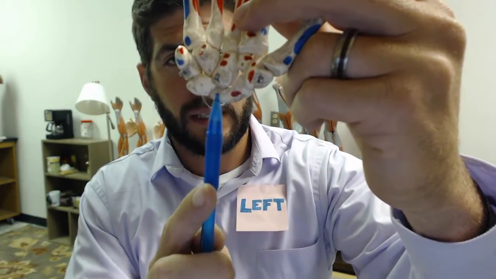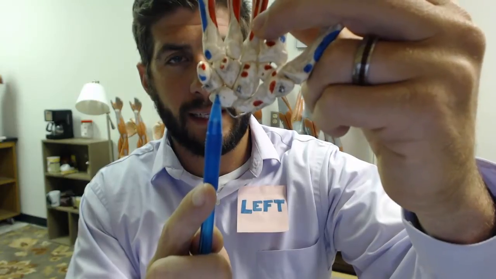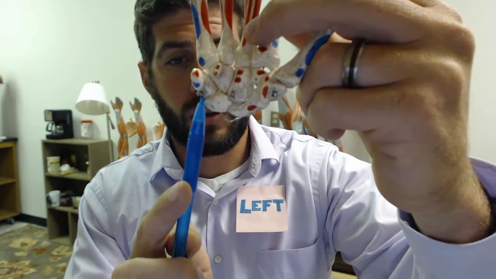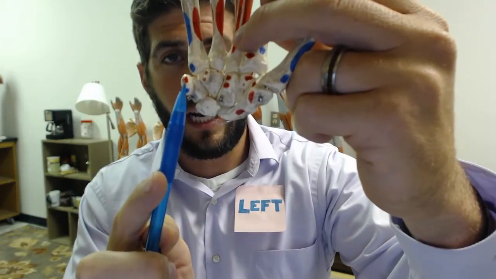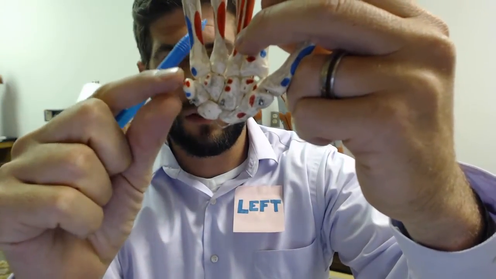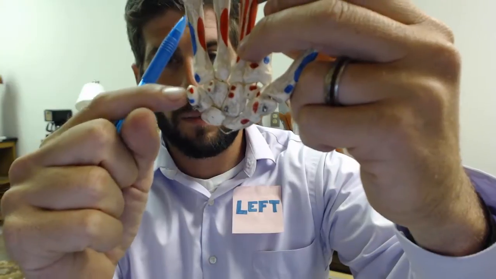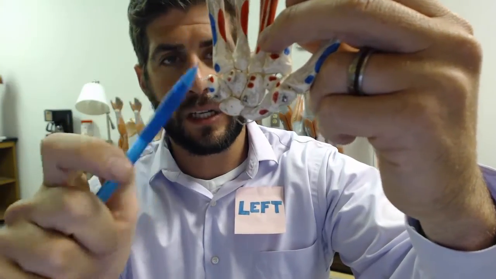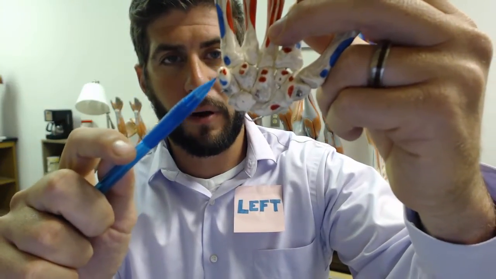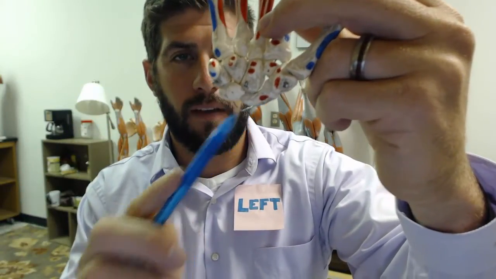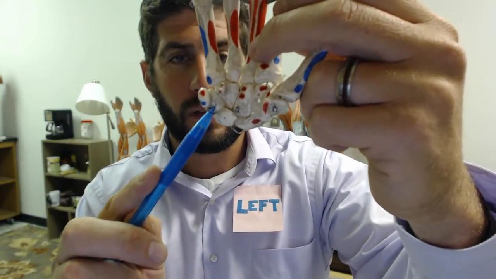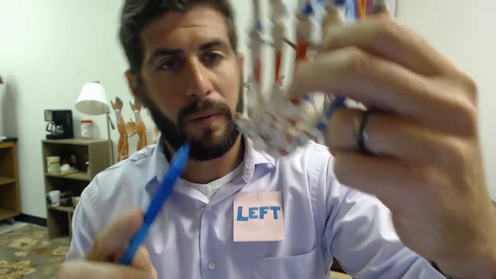All right, so scaphoid, lunate, triquetrum, pisiform. Pisiform just means a little P-shaped. If you see it, it's kind of loose, and depending on your type of model, it could be attached, but it's a little P-like bone that sits on top of the triquetrum. All right, so scaphoid, lunate, triquetrum, pisiform.